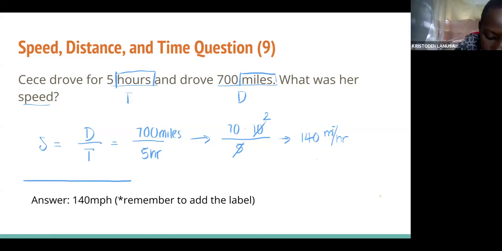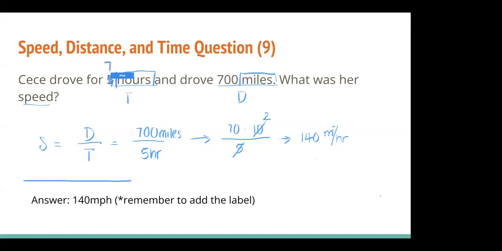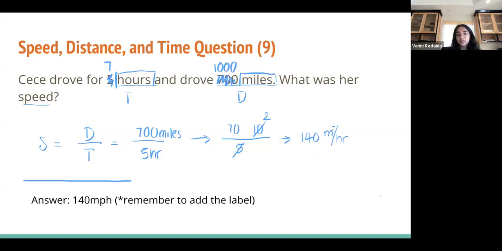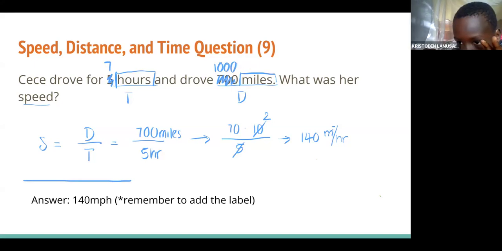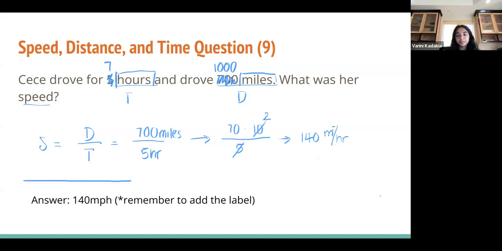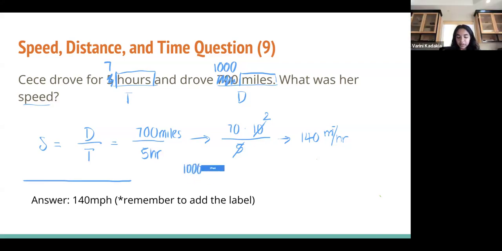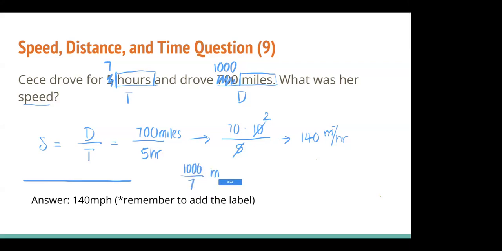So what if CC drove for 7 hours and drove about 1,000 miles? So what would be the speed? She drove for 7 hours and drove for 1,000 miles. So what would be the accurate speed? It'd be 1,000 divided by 7 miles per hour.